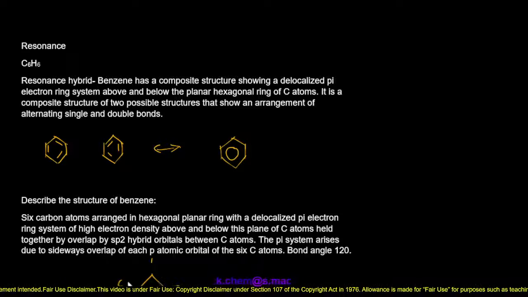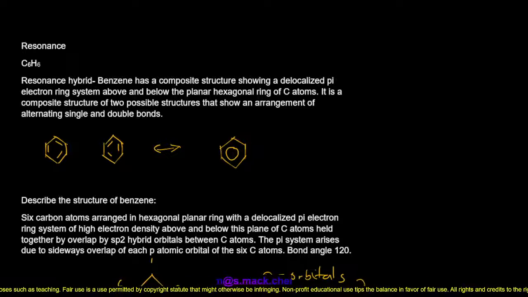where a delocalized pi electron ring system is said to be formed above and below this plane, and this delocalized pi electron density is a region of high electron density. Why is it considered a region of high electron density? This is because on each carbon atom we have a pure p atomic orbital, and these p orbitals overlap sideways, and on overlapping sideways, that gives us our pi electron ring system.